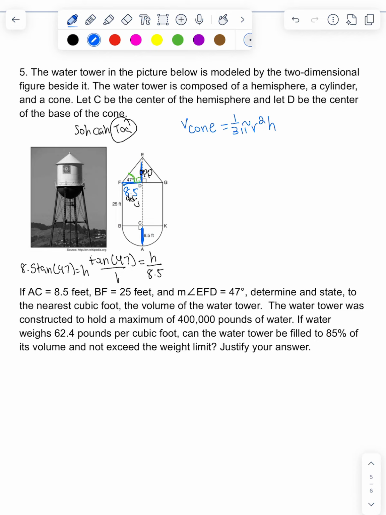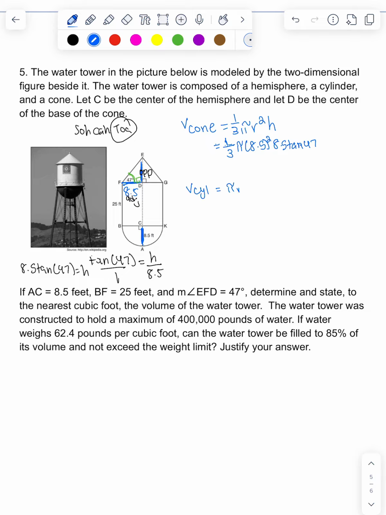Now I'm going to plug in. So the volume of the cone equals, sorry, my pen's being weird, 1/3 pi, 8.5 squared, and then the height is 8.5 tangent of 47. Now I'm going to find the volume of the cylinder.